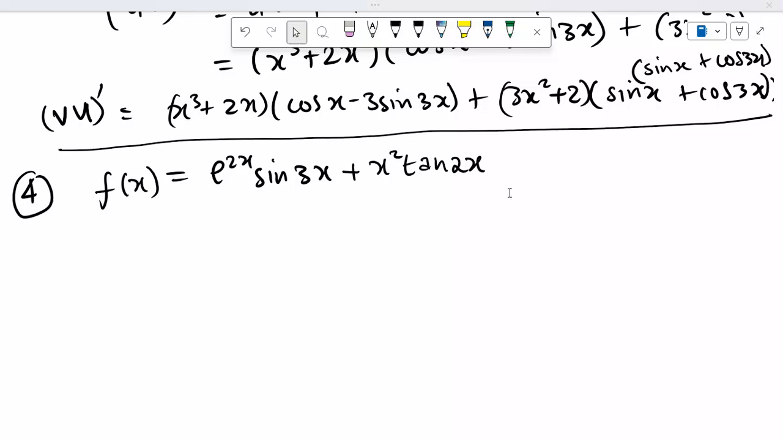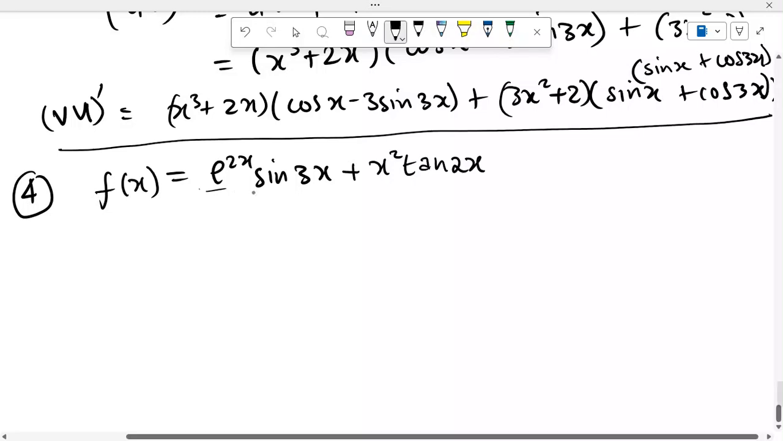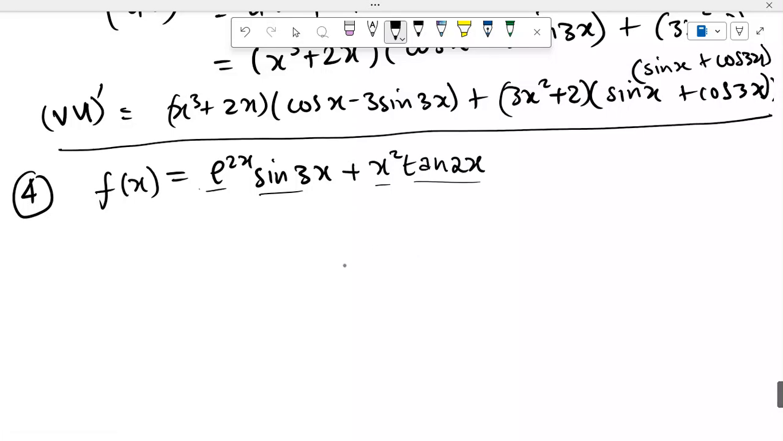Okay, so here, if you've seen, we have this term multiplied by this term, and this term multiplied by this term. So we'll perform multiple product rules. So we'll first solve this part, then we'll also solve this part, using product rule, because we have x squared tan 2x, then e to the power 2x. Let's say this is part 1, this is part 2.